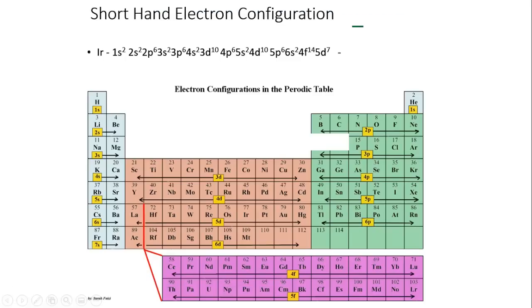So that's 1, 2, 3, 4, 5. And these are again the 5d. So again, we put one electron in each before we pair it up. So that's 1, 2, 3, 4, 5. Now we pair them up, 6, 7. So iridium has 3 lone electrons.